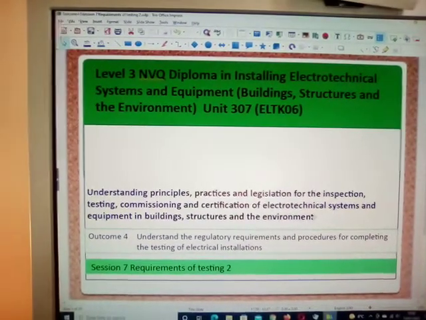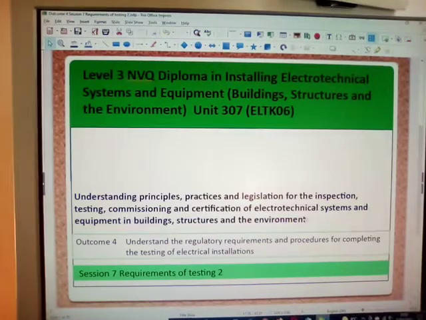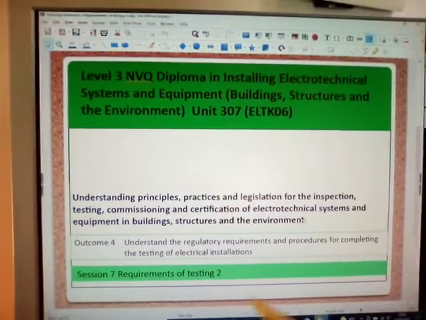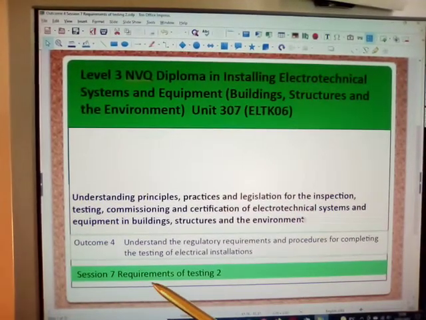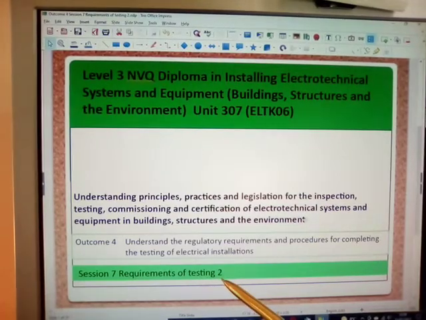What I want to continue with is Unit 307. Again, we're still in Unit 307, and we're looking at Session 7, Requirements of Testing, Part 2.